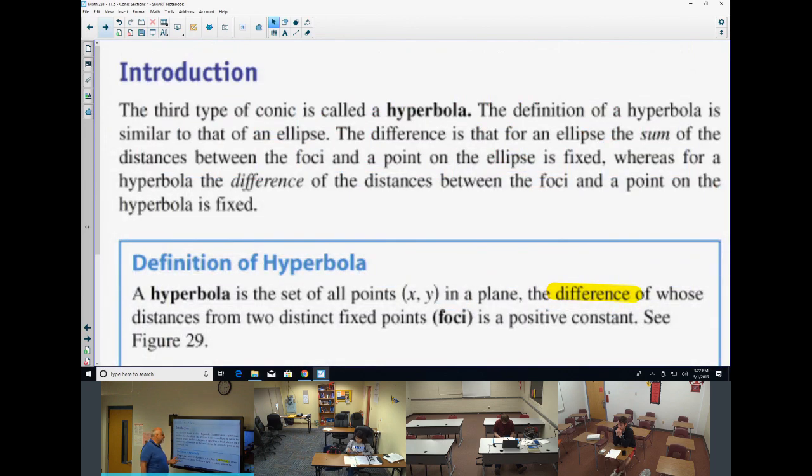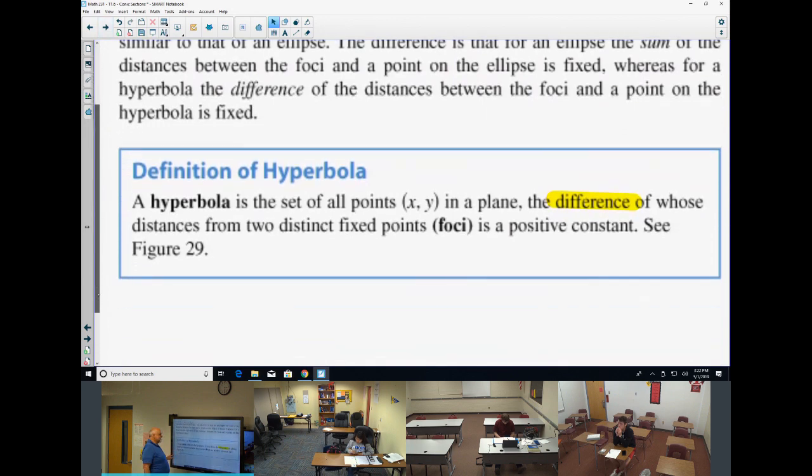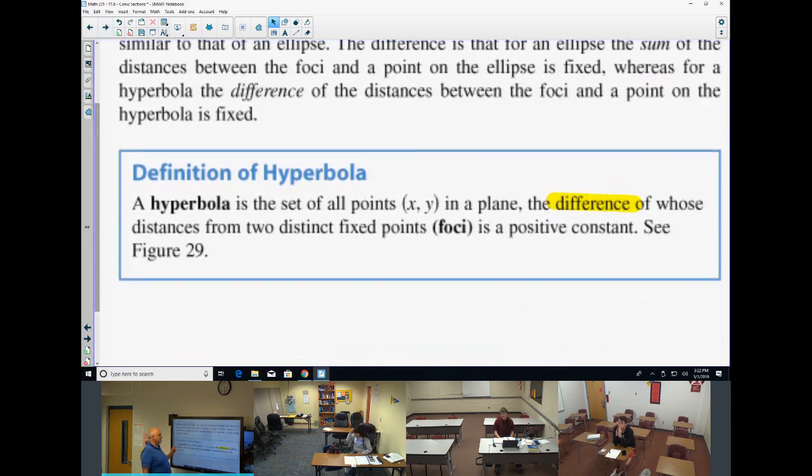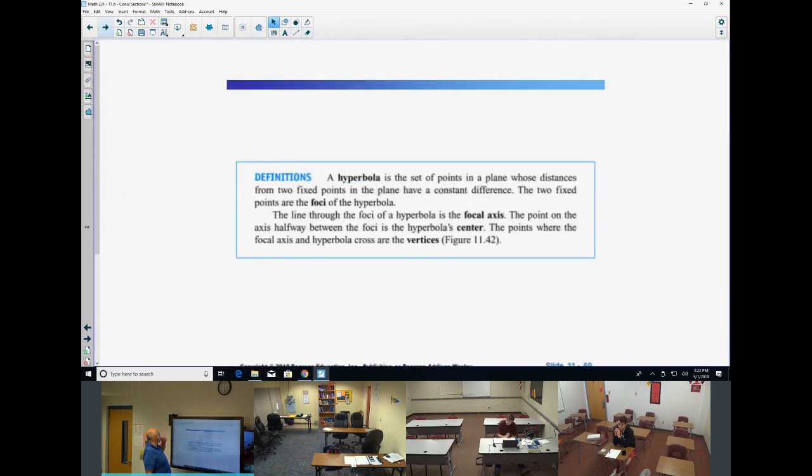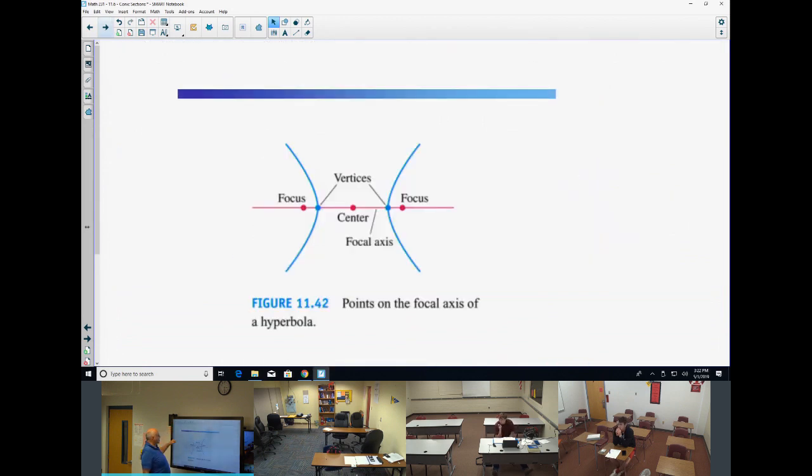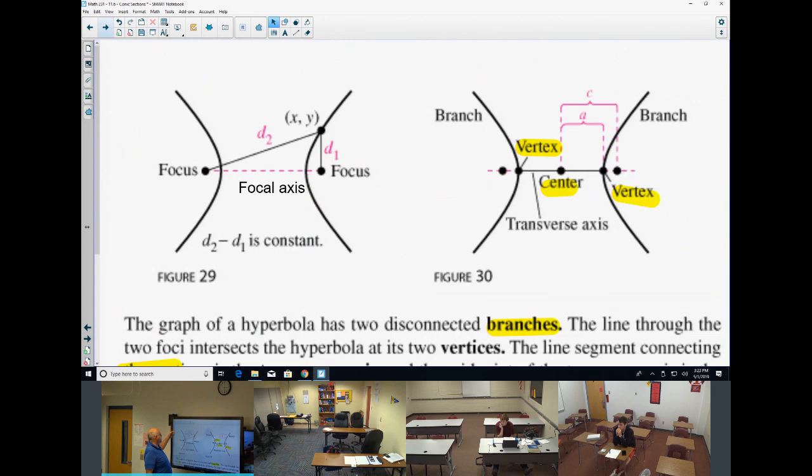Okay? Now, the definition of the hyperbola is that it's the difference of the two distances that is constant. Okay, let me show you a picture here. It's a little easier to understand. So if you take any point on the hyperbola, and the hyperbola looks like two parabolas back to back, and you take the distances between the two foci and subtract them, that common difference is the same.